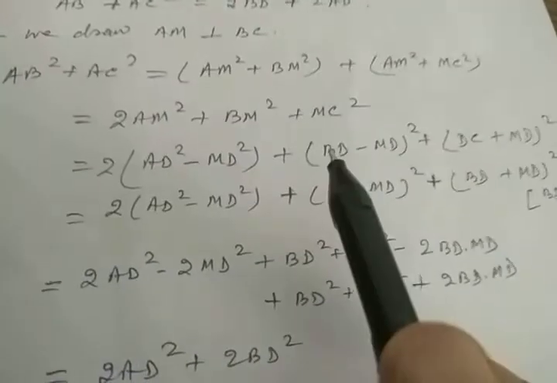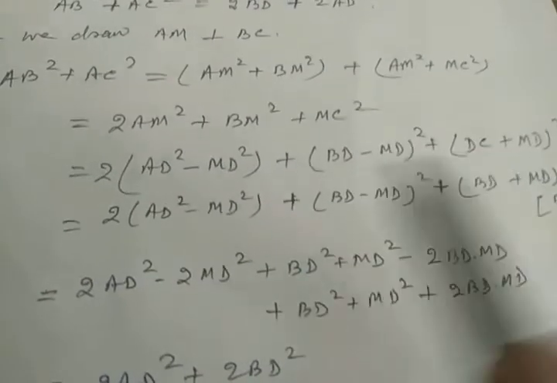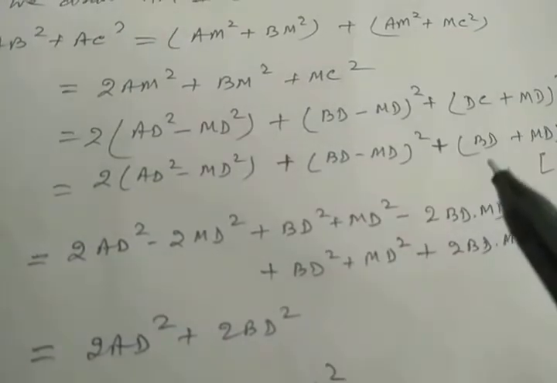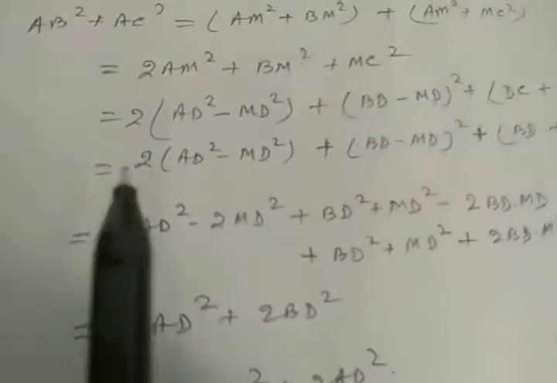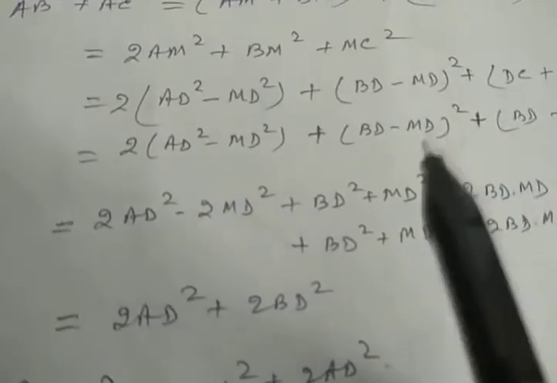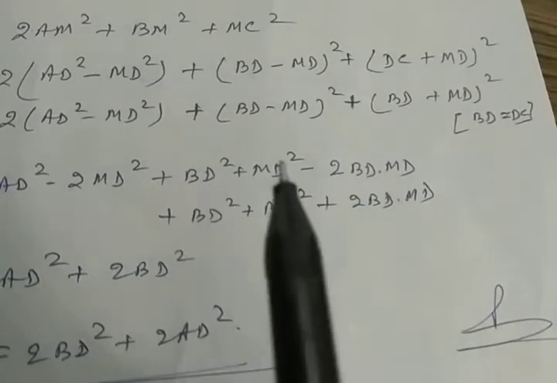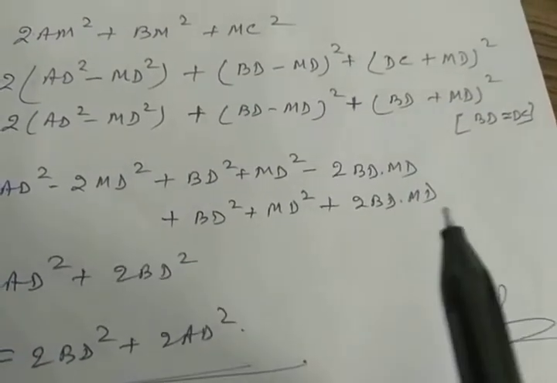Now we convert this. It is written here, BD and DC, and both are equal. So DC is converted into BD. And now change the bracket: 2AD square minus 2MD square. Here (A minus B) the whole square, or also for this (A plus B) the whole square, that is A square plus B square plus or minus 2AB. In this way you expand.